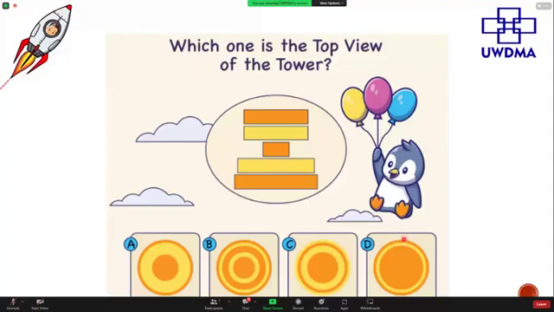So the correct answer is D because, as you can see, if you have a top view from here, then you can't see this yellow one, and you can't even see this small brown one. You will be able to see first this brown panel, then a little bit of the yellow one from here, and then a little bit of this brown one. So D is the correct answer.